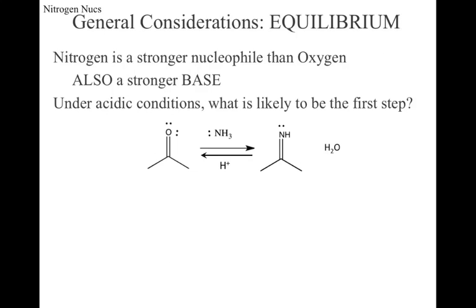That said, let's go ahead and take a look at this. We said nitrogen was a stronger nucleophile than oxygen, and it's also a stronger base, which makes things a little bit tricky. If we do decide to go through and add an acid catalyst, if nitrogen is a stronger base, what we might expect for our very first step of this reaction is the acid to react with the nitrogen to give us this species.